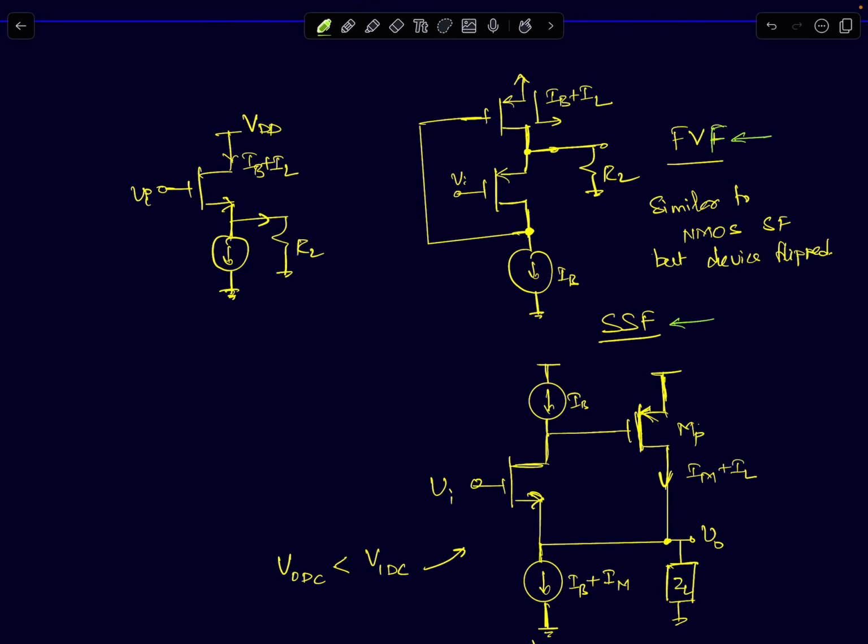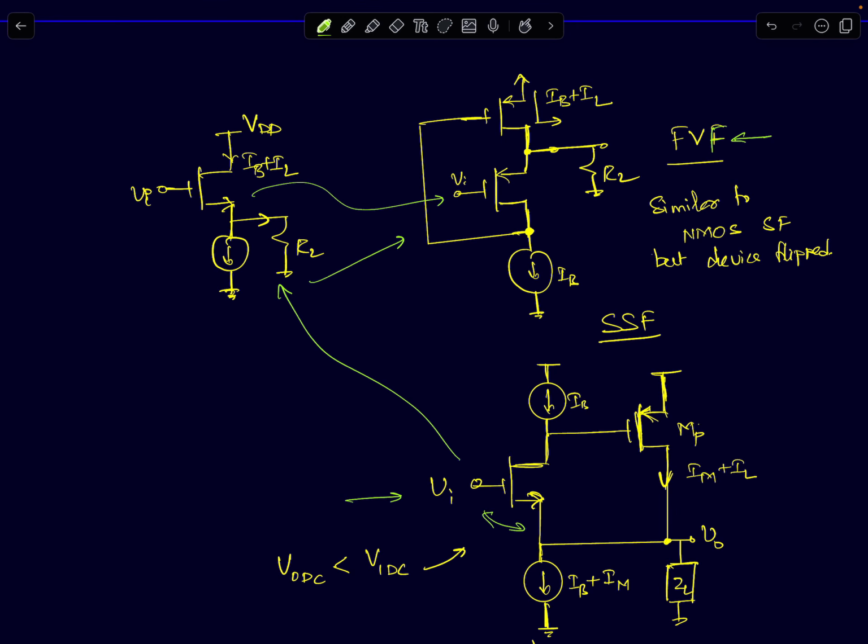The difference between the two comes in the characteristics, because the super source follower's DC characteristics are identical to an NMOS source follower. This guy on the other hand, even though its behavior is identical as far as the load is concerned, its DC characteristics are not identical. It's similar, but with the device flipped. NMOS is flipped to PMOS. So this will be a flipped voltage follower. And this guy here is a super source follower. It's identical to a regular source follower, but with its output impedance lowered and gm boosted.